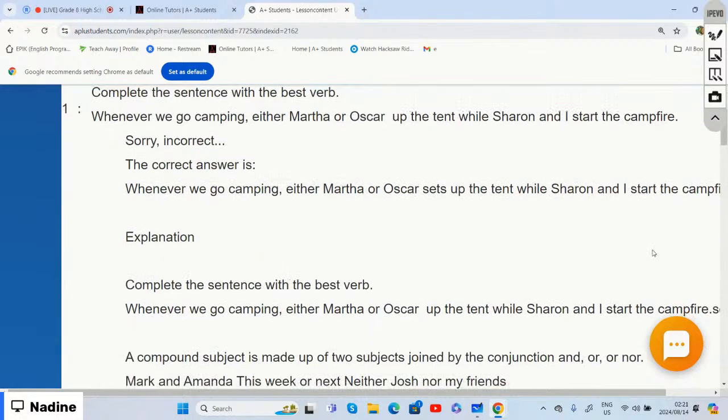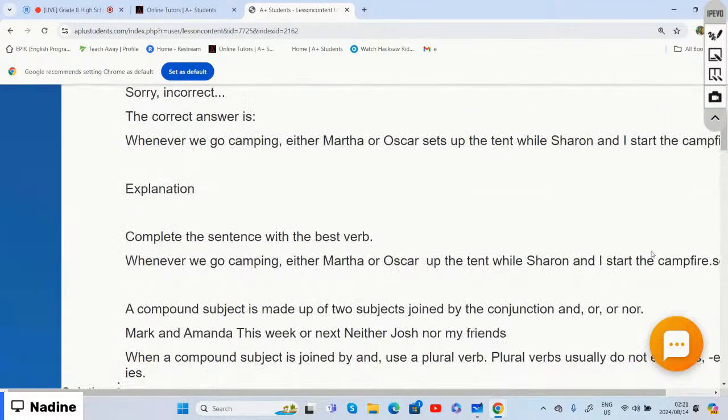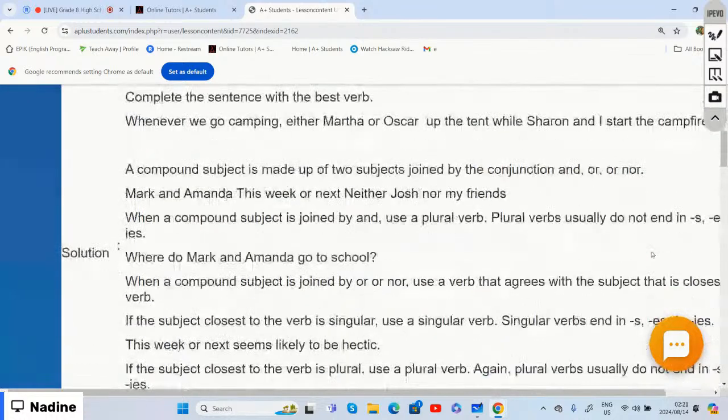All right. And we already see that a compound subject is made up of two subjects joined by a conjunction, which is either and, or, nor, and two subjects meaning it is like two people. It is like Josh and Jason. It is Mark and Amanda, for example.